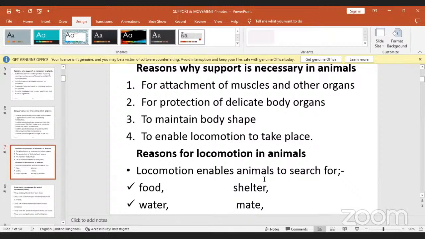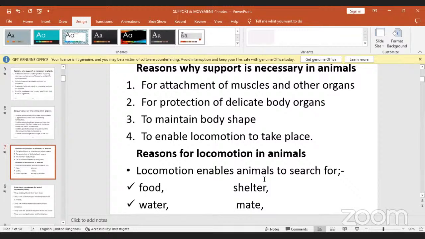We have various types of muscles, as we talked about before. We have the skeletal muscles. We have the smooth muscles that you find lining the inner side of the visceral organs. And then we have the cardiac muscles that we find in the heart. So for these muscles to be attached properly in your body, and various organs to be properly attached in your body, you need a support structure.